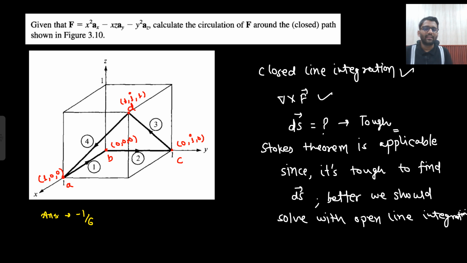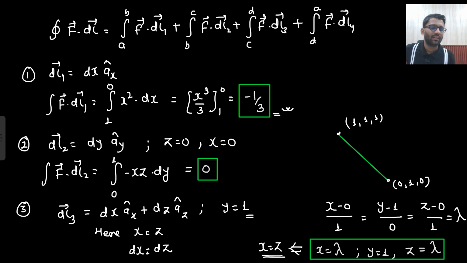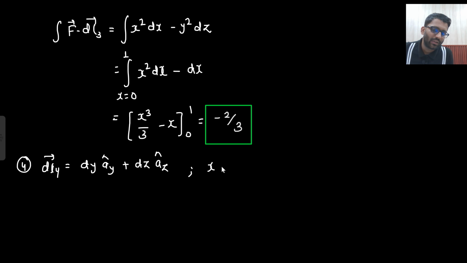Either you can write down the equation, or you can think that x is fixed. So this line is parallel to the yz plane, and the equation is y is equal to z. Here I can think that x is equal to 1, that is fixed, and the equation here is y equals z. So dy is equal to dz.